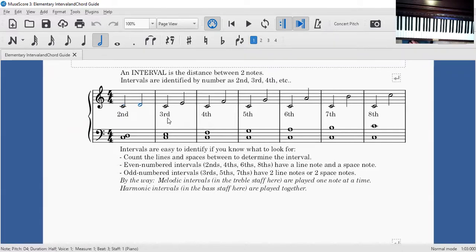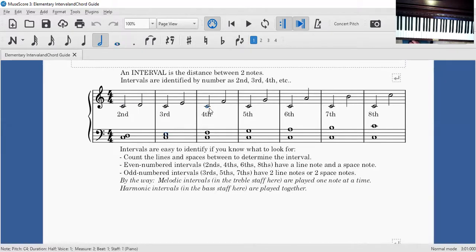Interesting pattern. Thirds, C and E is a third, right? You skip that D in between. Down here, C and E is a third. You're going to play those both at the same time without the D in the middle. So notice up here, C and E are both line notes, and down here, C and E are both space notes. You see a pattern emerging?